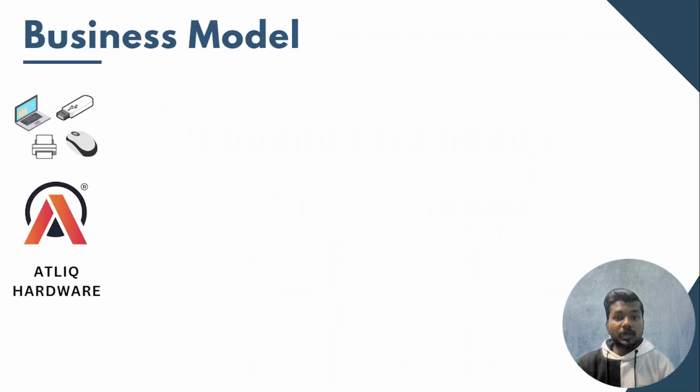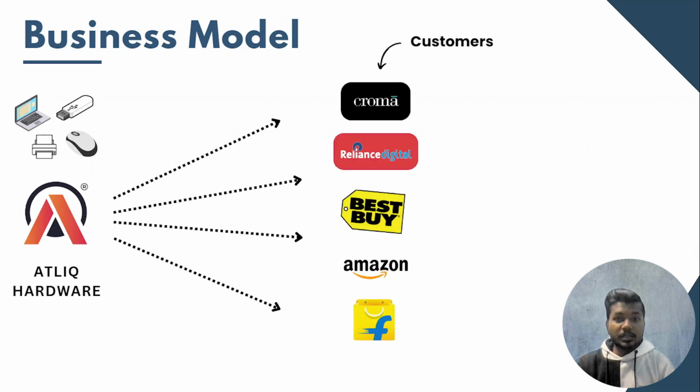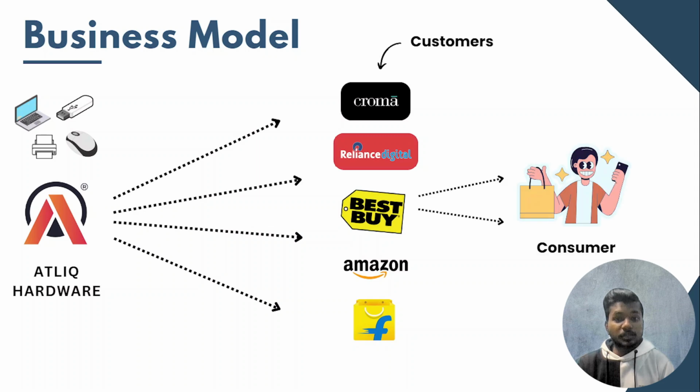Now let's have a look at the business model of AtliQ company. AtliQ produces these electronic devices and sells them to different stores like Chroma, Reliance Digital, or platforms like Amazon and Flipkart. They are referred to as the actual customers of AtliQ, and then these stores further sell the product to the end consumer. So for AtliQ, the actual customers are these stores to whom AtliQ supplies the hardware directly.